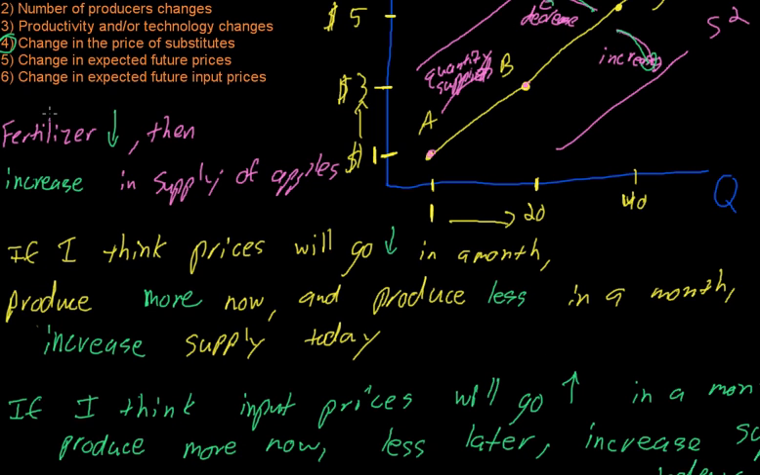And so vice versa, if I think input prices will go down in a month, and I'll try and use a different color to keep this mildly coherent, I will produce less now because it'll be cheaper in the future. I will produce less now and produce more later, which will be a decrease in supply today.